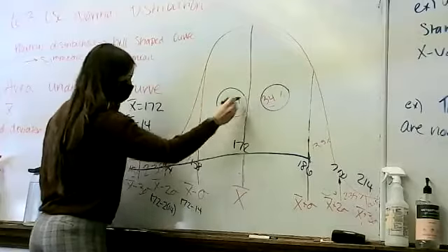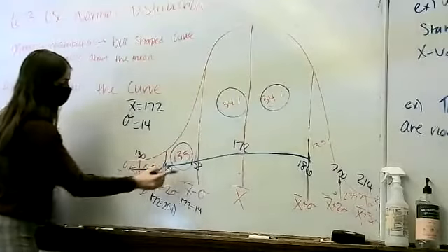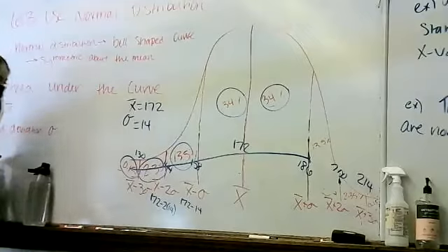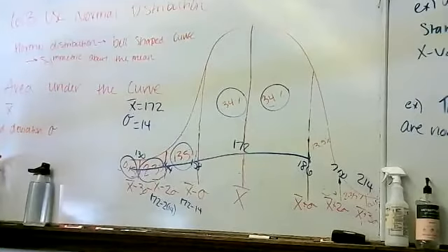34, 34, 13.5, 2.35, and 0.15. Okay, does that make sense? If you added all those up, that would be the percentage of women underneath that 186.